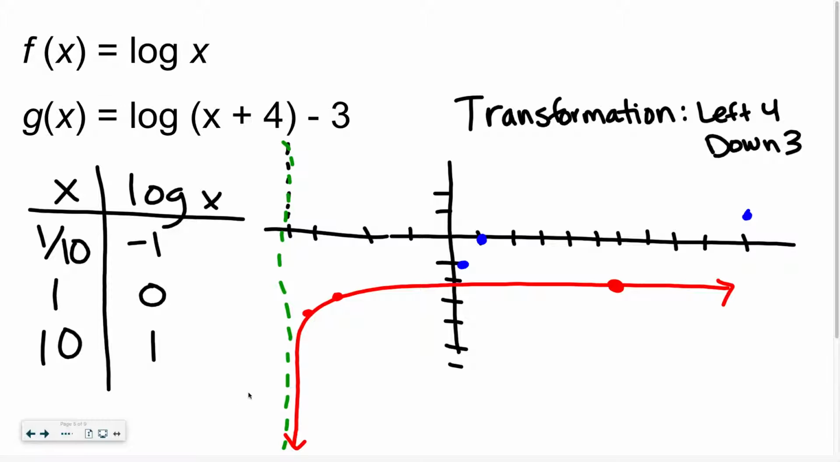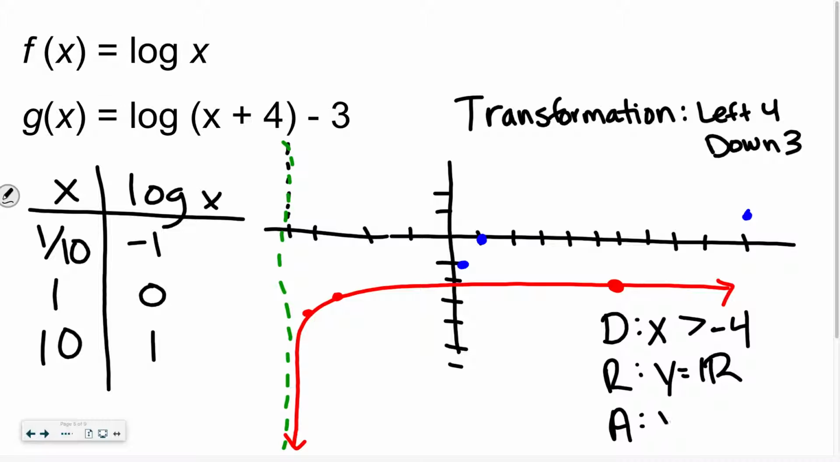What would you say for domain? X is greater than. You're just always missing one small thing, Elise. No. -4. X is greater than -4. It's to the right of -4, isn't it? Yes. Okay. Range is y equals all real numbers, and asymptote is x equals -4.